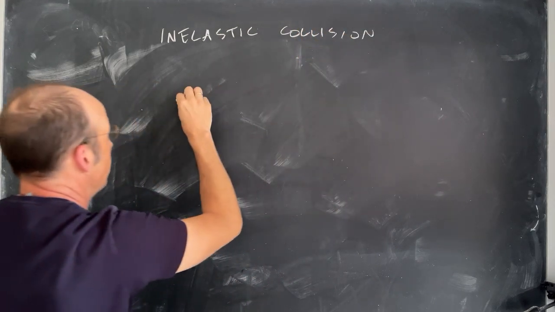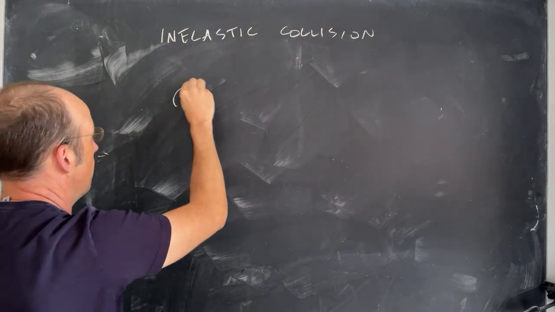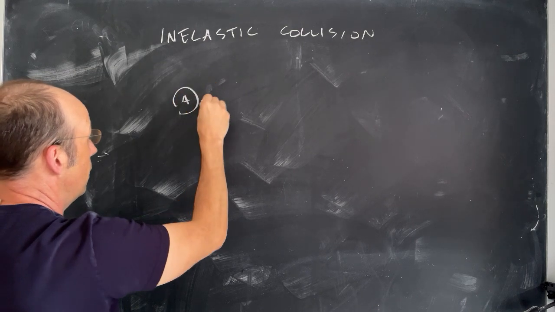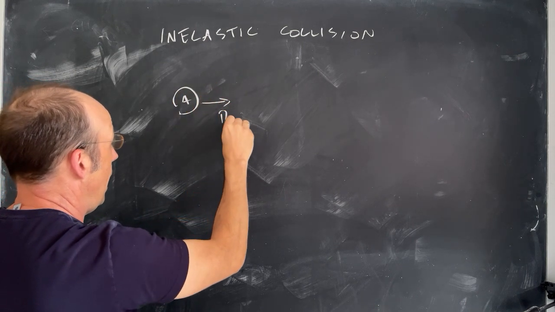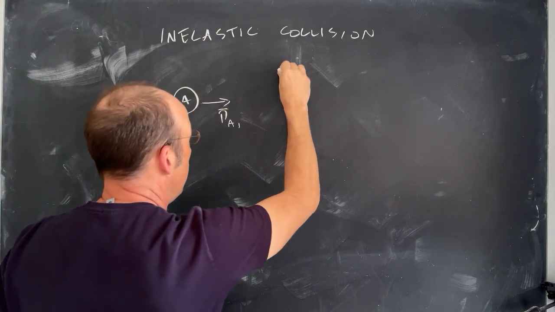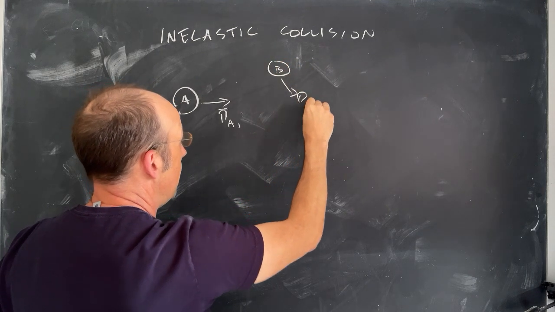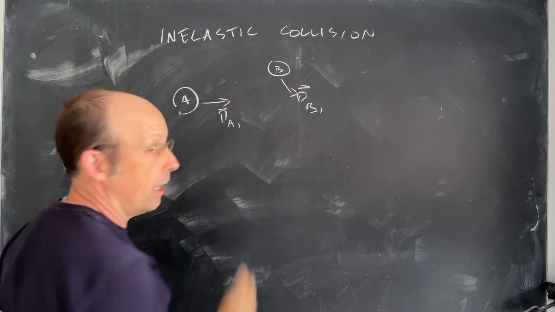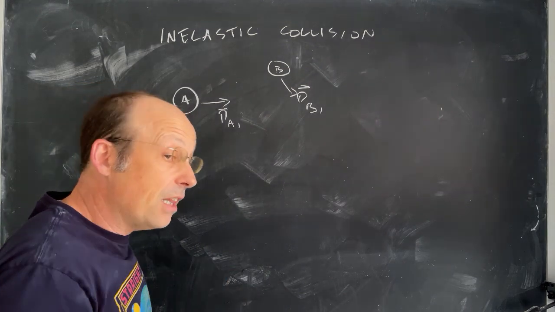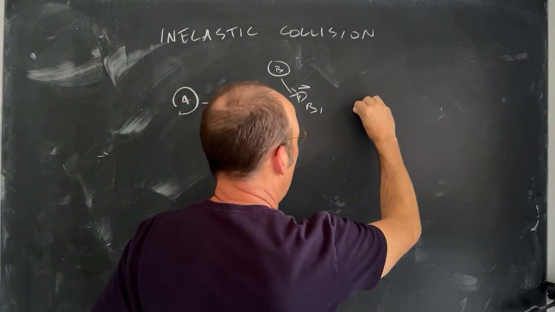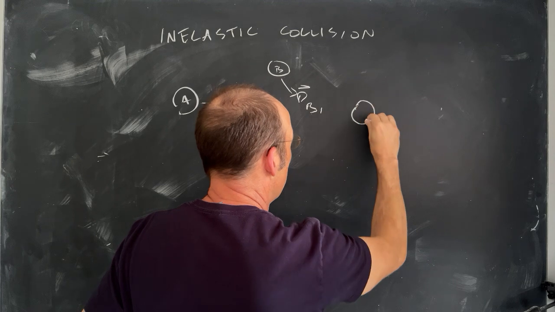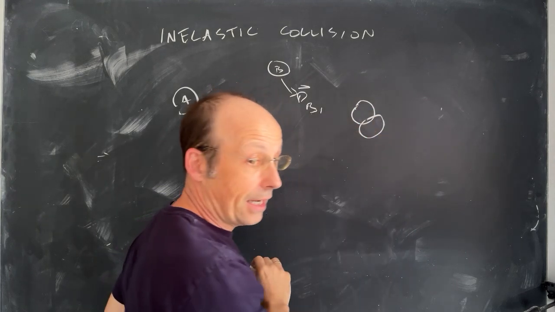Okay, so imagine I have, and it doesn't really matter, A with some momentum PA1, B with momentum PB1, and they collide. And this collision is special because after the collision, they stick together.